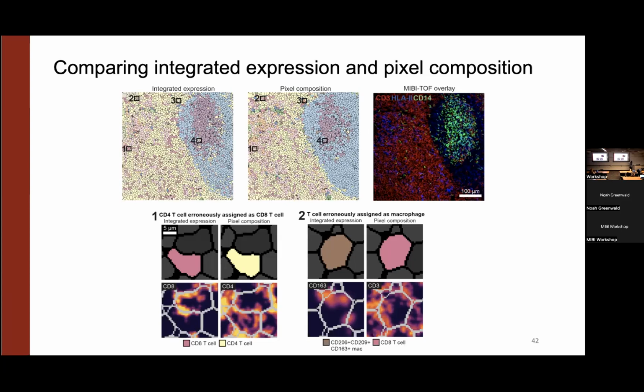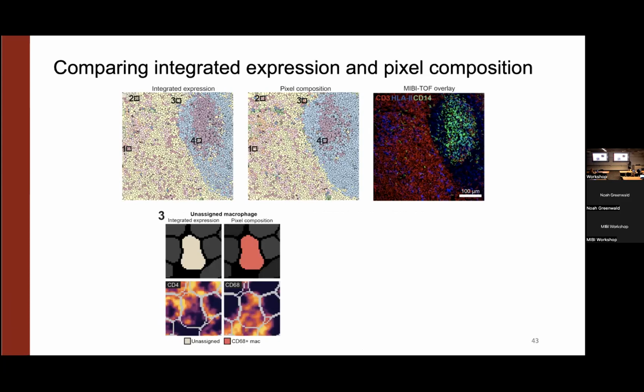And if we look at the CD3 signal, it does look more membranous, and it was assigned as a T cell using pixel composition. So this is an example of a case where it's not just overlapping membrane signal that may cause issues, but also signal that may be weirdly in the middle of the cell or not very constant throughout the cell that could cause issues.